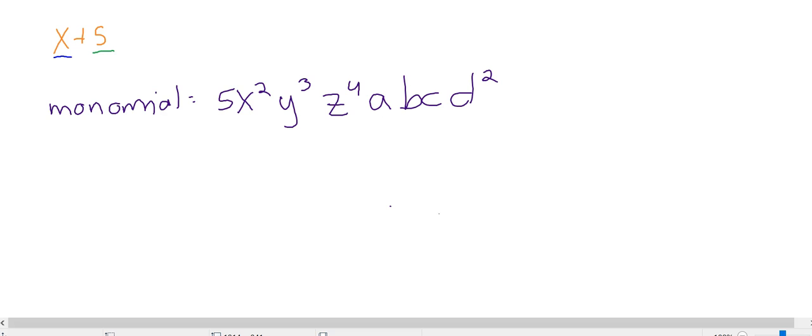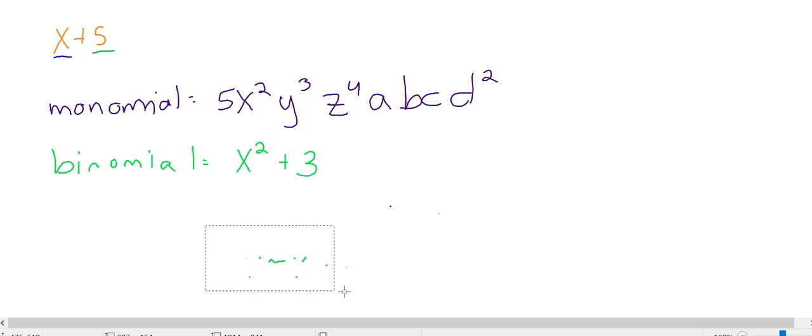And then you could have a binomial, which has two parts to it because there's addition or subtraction between it. Let's say x squared plus 3. The binomial is a lot shorter than the monomial, but the monomial is still a monomial because there's nothing being added or subtracted, and the binomial is still a binomial because there is something being added or subtracted from it.